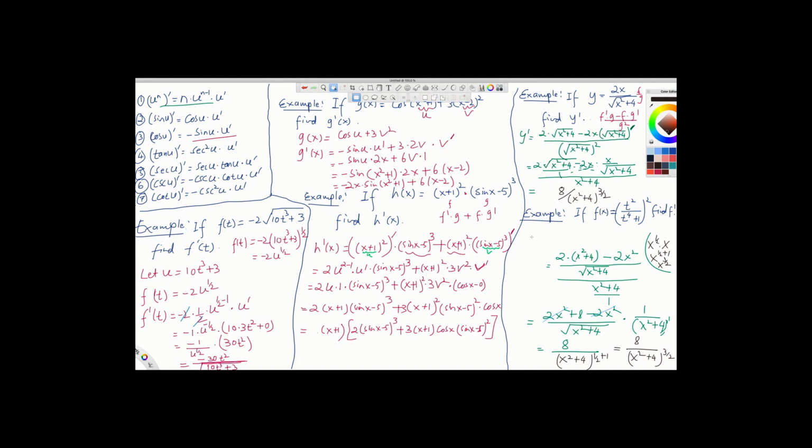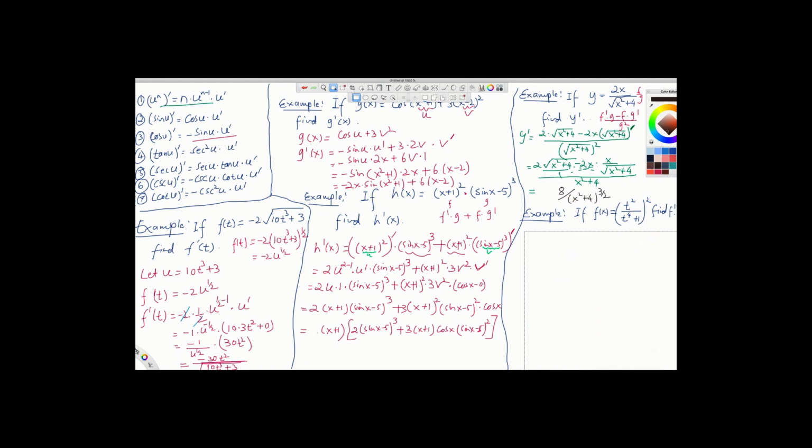Okay, so let me do another example here. We will do many examples as I mentioned earlier. So let me do this problem here. Okay, there is a chain outside, the whole power is 2, and then there is a quotient inside. So how do I handle this problem?